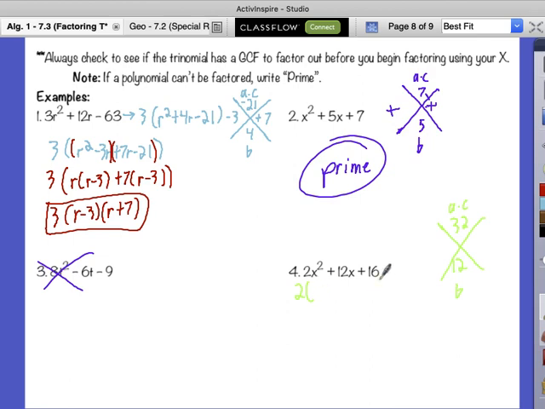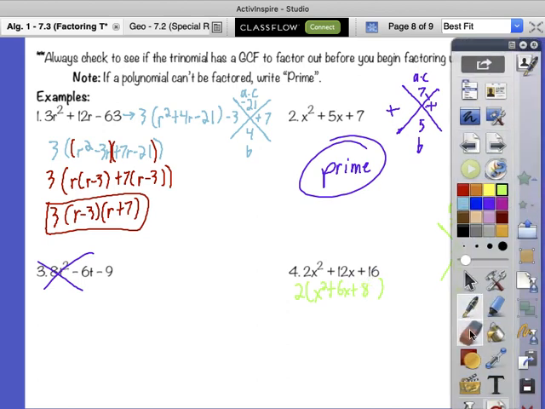So what's inside my parentheses if I had the 2 outside? X squared plus 6x plus 8. Now what's actually going to go in my x here? 8.